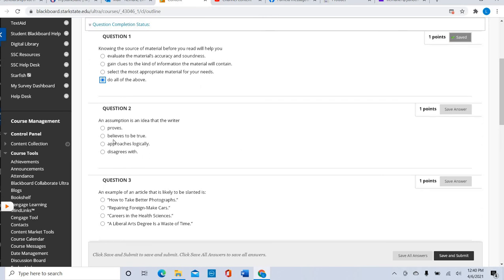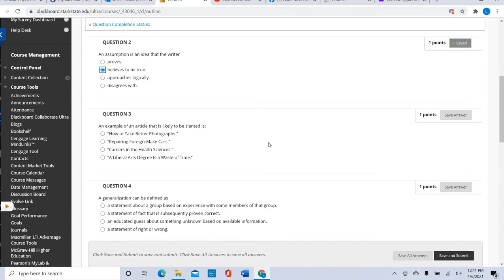Question 2, an assumption is an idea that the writer, if you look at your options here, an assumption is something someone believes to be true. An assumption does not have to be proven. Now, someone might set out to prove their assumption, but in general, the definition of assumption is something that someone believes to be true.